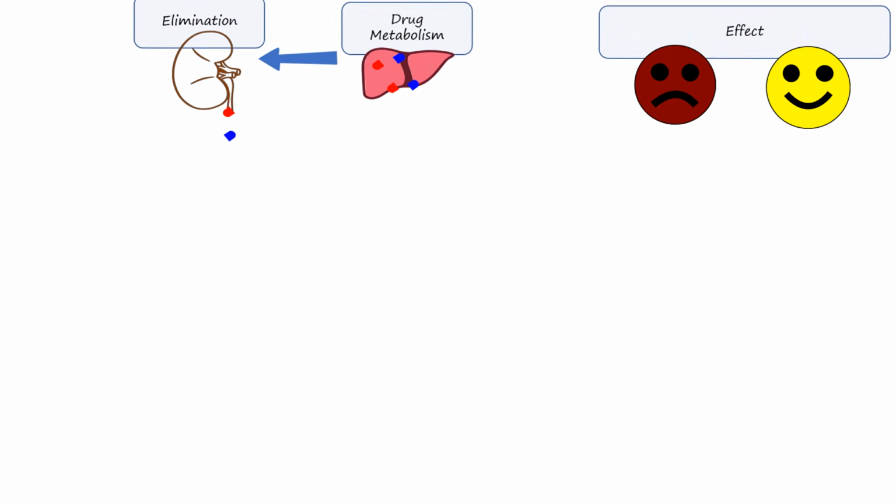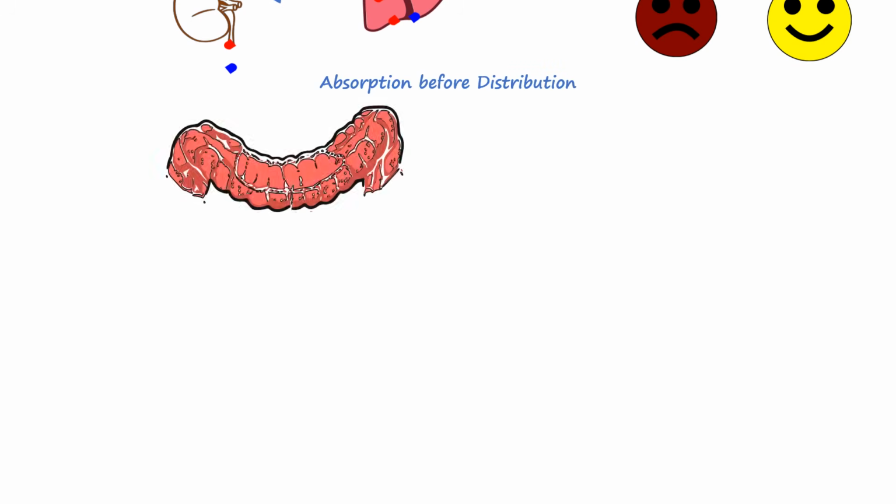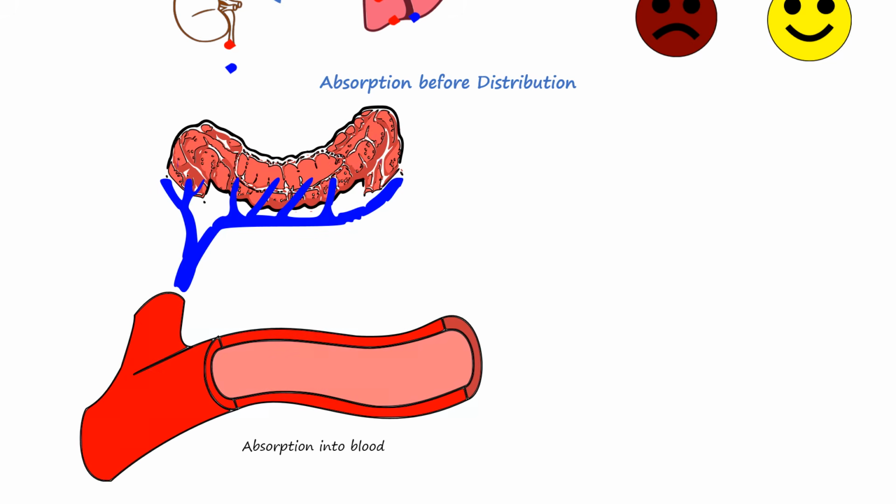When we talk about drug distribution, there are several stages involved. First of all, the drug needs to get absorbed into the bloodstream. The only time this doesn't apply is with intravenous administration, where the drug goes directly to the bloodstream.